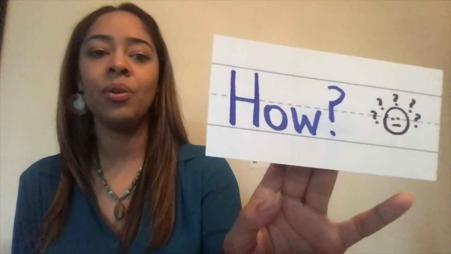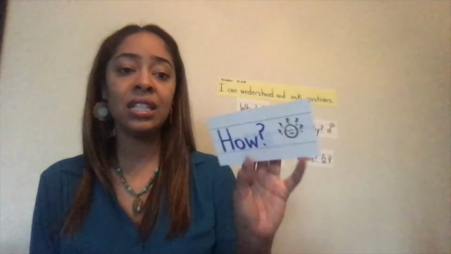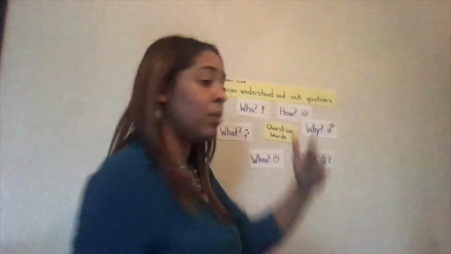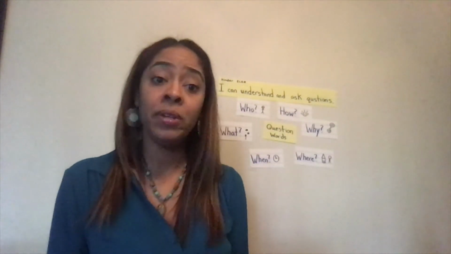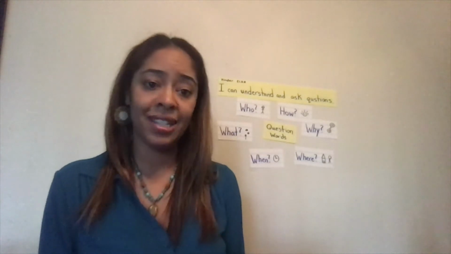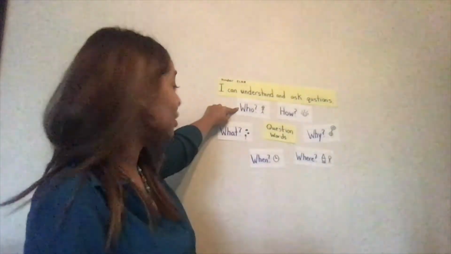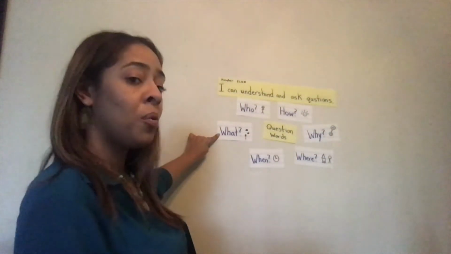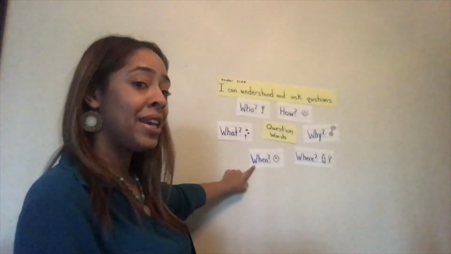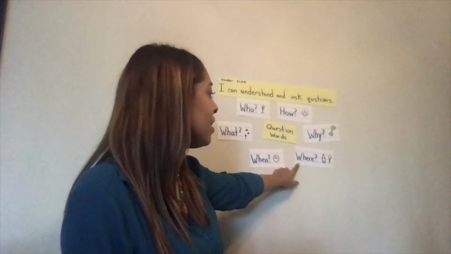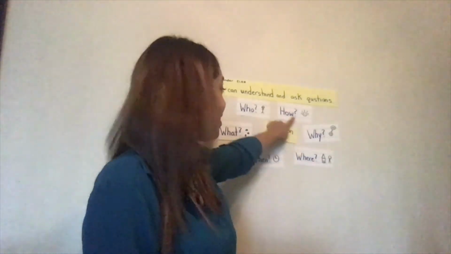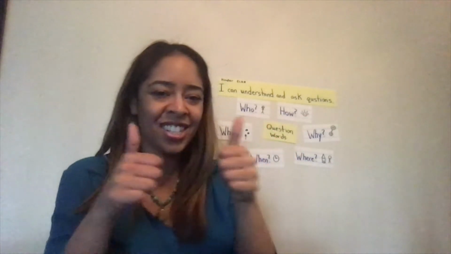Next, how. How questions basically tell us the steps, or ask us the steps, for how to get something done. So that could be maybe a recipe or how to open something or how to do something. Those are with how. All right, so let's review our question words. Read them with me. Who, what, when, where, why, and how. Great job.